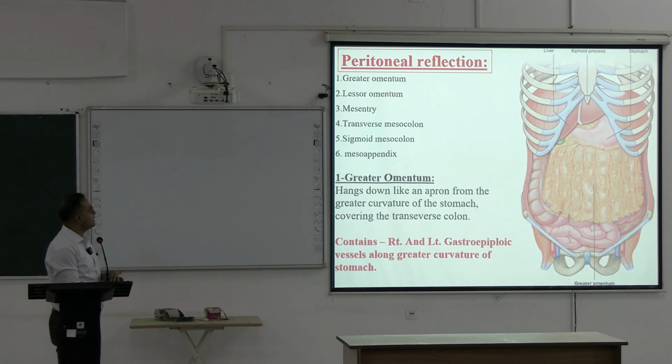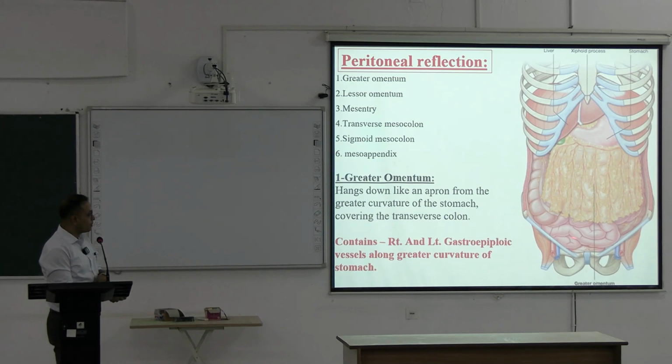So there are two reflections observed when the peritoneum is related to the stomach. When the peritoneum touches the small intestine, it also changes course and moves on. That reflection we call the mesentery, which is related to the small intestine. When it touches the transverse colon, it reflects elsewhere. We call that the transverse mesocolon, related to the transverse colon.